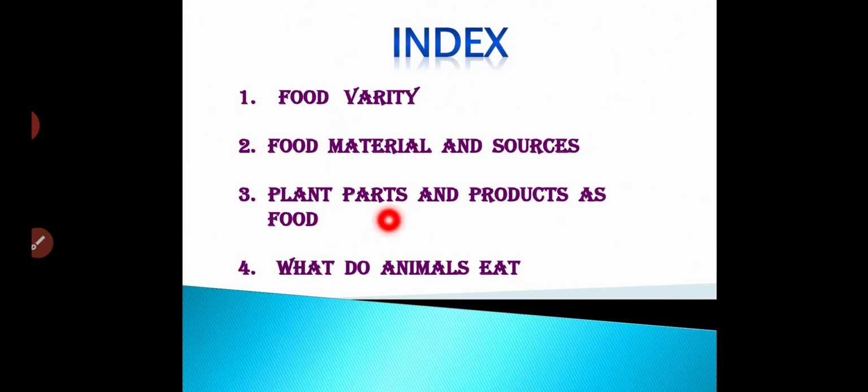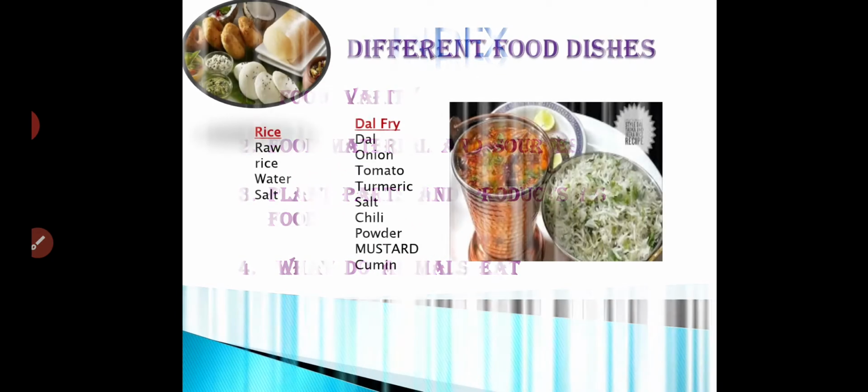So, index. In this lesson, we are going to study food variety, food material and sources, plant parts and products of food, products as food, what do animals eat. So, these points we are going to study in this lesson. So, let us move towards the first point, that is food variety.